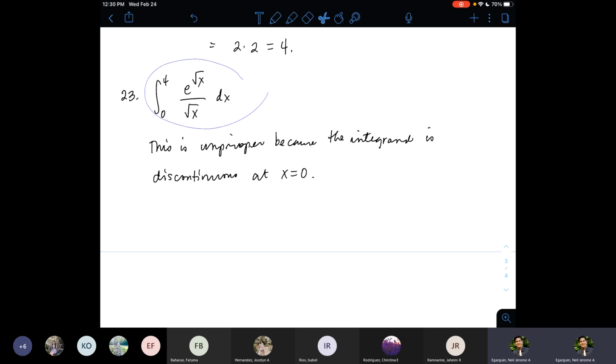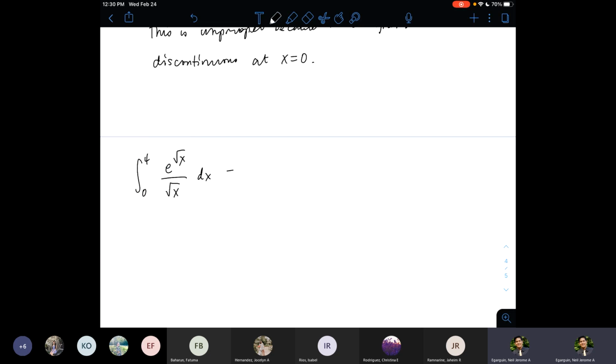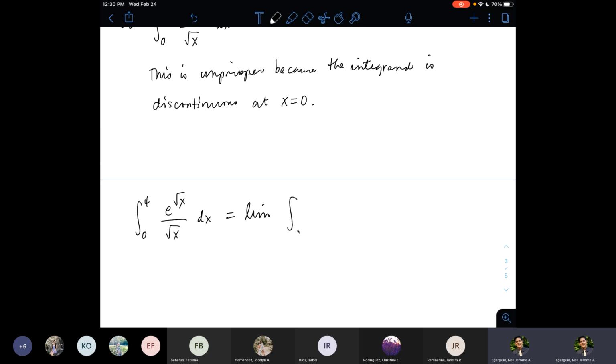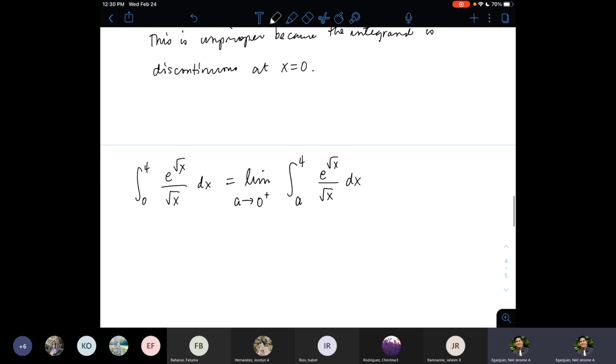Whenever solving improper integrals, we need to write it as a limit first, right? So this would be equal to the limit of the integral. We replace the cause of discontinuity by another variable, let's say a. 4 is fine because it's continuous other than at x equals 0. And then we take the limit as a approaches 0 coming from the right. Because again, we are only interested in the closed interval 0 to 4, and the only way we approach 0 on that interval is coming from the right. And then we'll have e to the root x over root x dx.